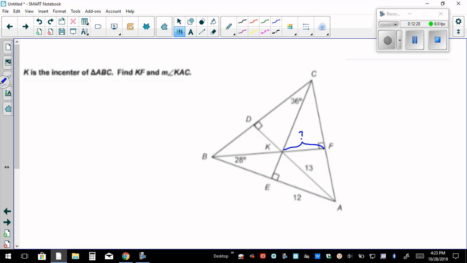Now, you know from the previous example that when it's an incenter, this line has to equal that line, has to equal that line, because these are angle bisectors, right? They cut angle B, angle C, and angle A in half, basically, with an angle bisector to find the incenter. So those three red tick marks mean that those lines are going to be equal. So if I can find one of them, I don't need to do the math on the rest of them. They're all going to be the same.